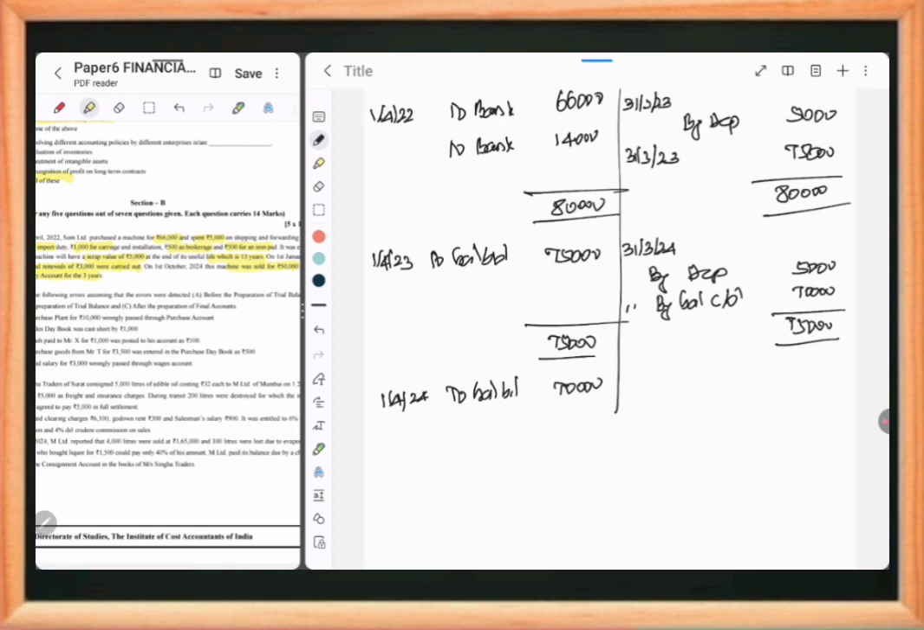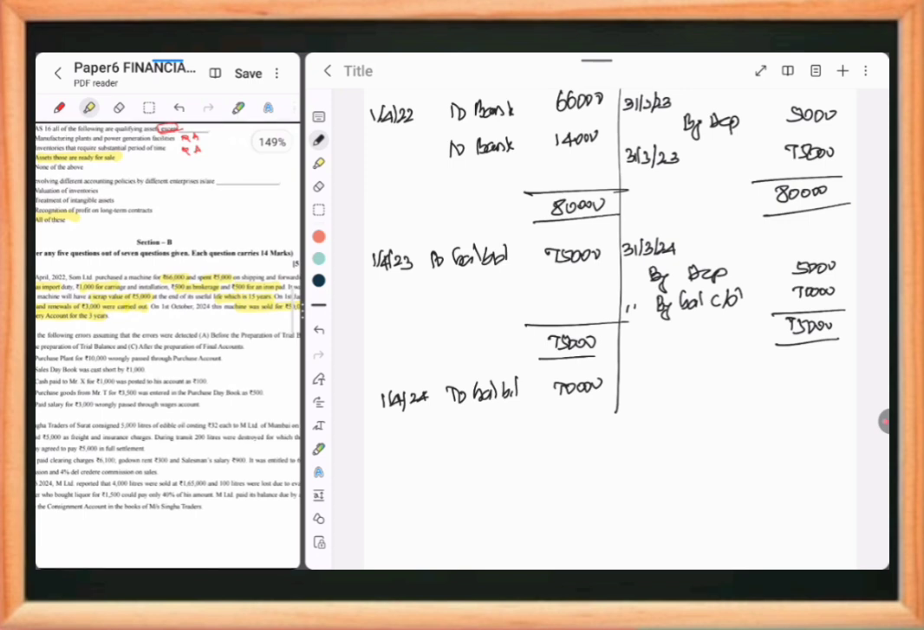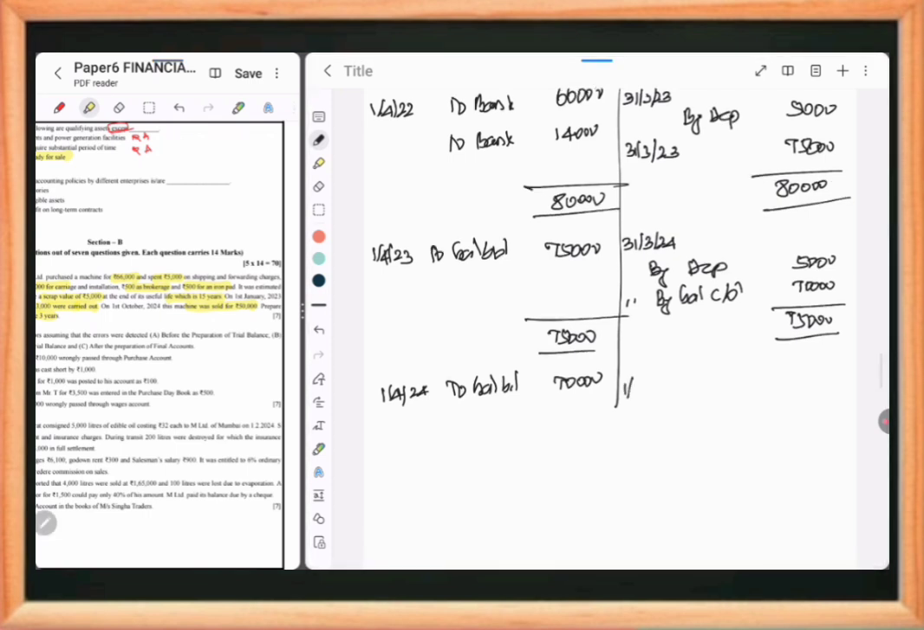Now actually when we are disposing the unit, we disposed it on 1st October. This machine was sold for 50,000 rupees on 1st October. So we received 50,000 rupees. So by bank, 1st October 2024, bank account debit to plant and machinery account, that is 50,000 rupees we received in cash. Up to that period we have to provide for depreciation. So when we dispose it, the opening balance is 70,000 rupees.